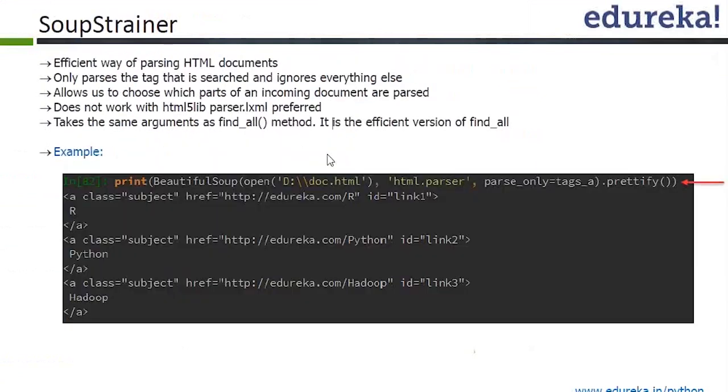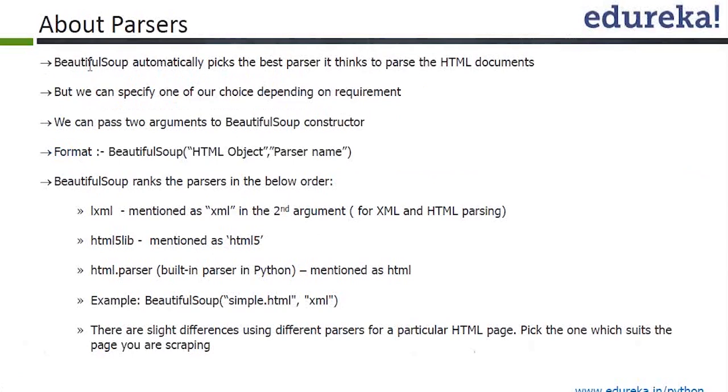So basically, SoupStrainer is an efficient way of parsing an HTML document. So you see here, I am putting everything into BeautifulSoup, and then I mention a parser here. It says parse only tags A, and HTML parser. I'm using the HTML parser, okay? But there are other types of parsers as well. BeautifulSoup automatically picks the best parser it thinks to parse the HTML documents.